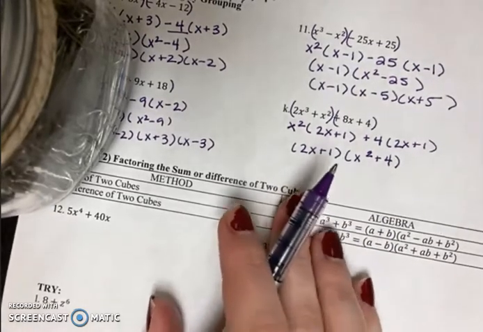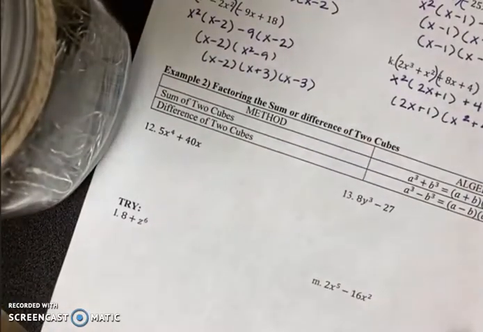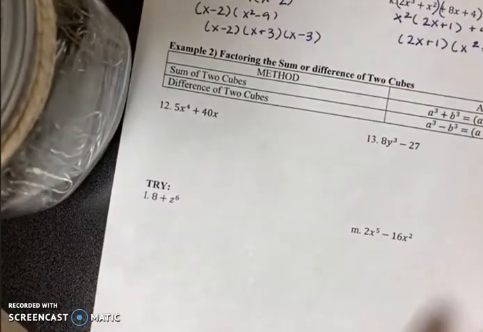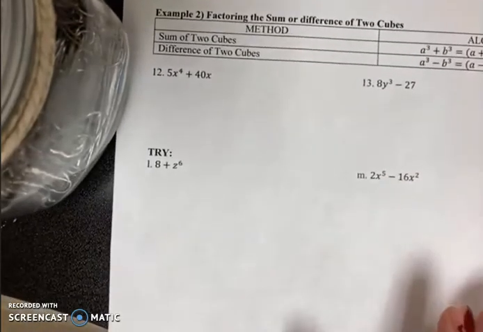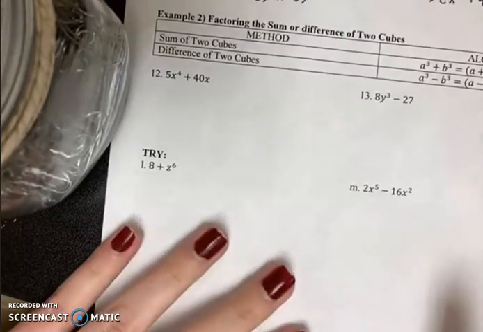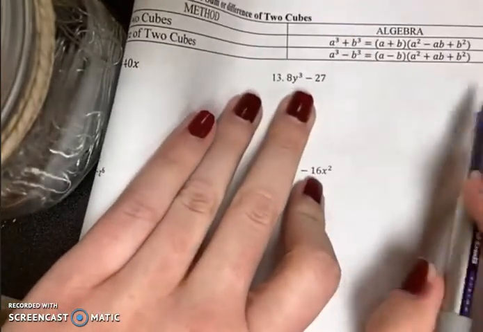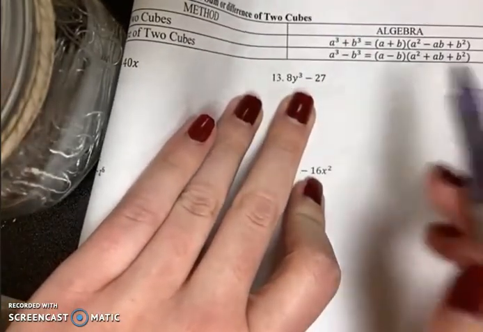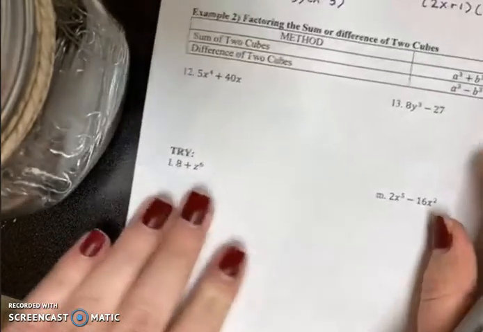Now we're going to take a look at the second type of factoring in this section, which is the factoring of the sum or the difference of 2 cubes. All you have to do is just use the rules in the table that I gave you. Okay, we're going to have something cubed plus something cubed and plug it in.